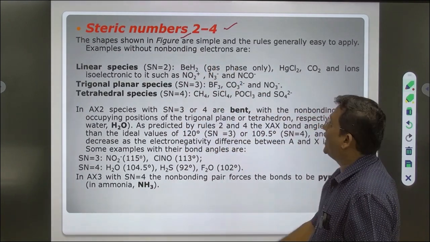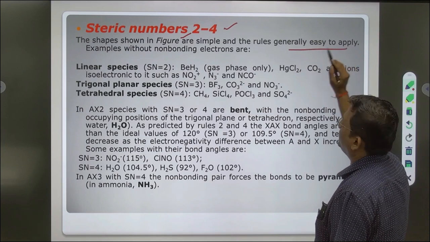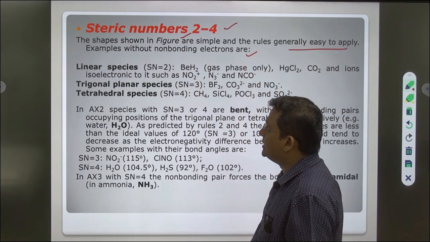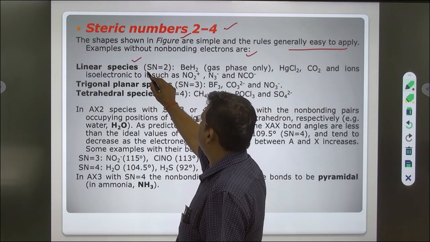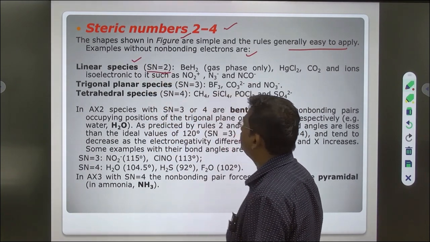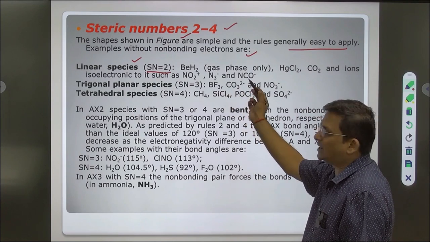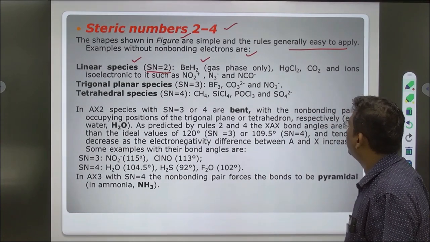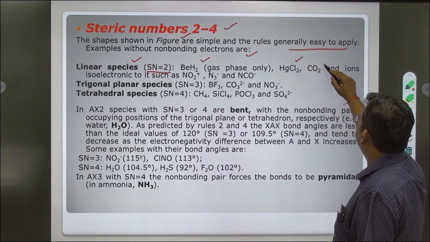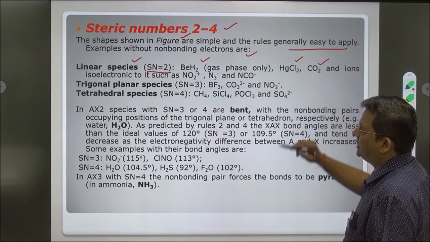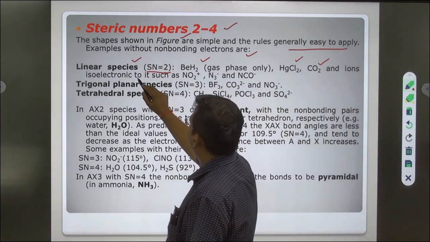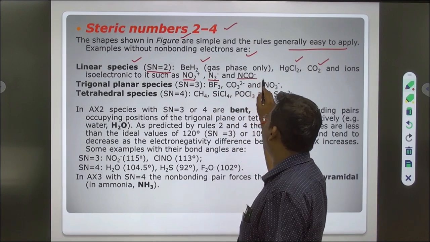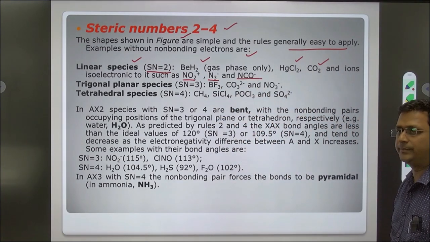When the bonding and non-bonding electron number is 2 or 4, the shapes shown in the figure are simple and the rule is generally easy to apply without non-bonding electrons. Linear species have steric number 2. Some examples are beryllium hydride, mercury chloride, carbon dioxide, and ions isoelectronic with it, such as NO2 plus, N3 minus and CNO minus.